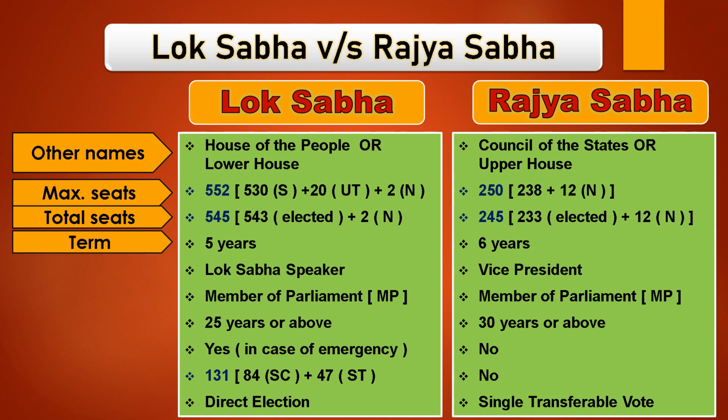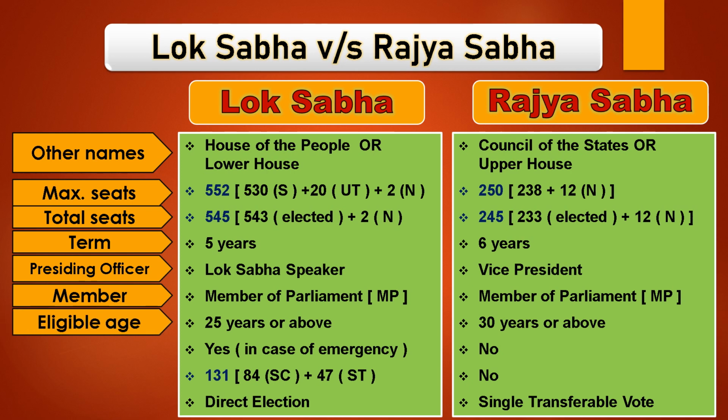Let's know about its term. So, the term of the Lok Sabha is 5 years, while in the Rajya Sabha the term is 6 years. Presiding officer, yes, in the lower house of the Parliament, that means in Lok Sabha, the presiding officer is Lok Sabha Speaker, and in the upper house of the Parliament, that means in Rajya Sabha, the presiding officer is Vice President. Let us know what the members are called. So, members of both the houses are known as MP, that means member of Parliament.